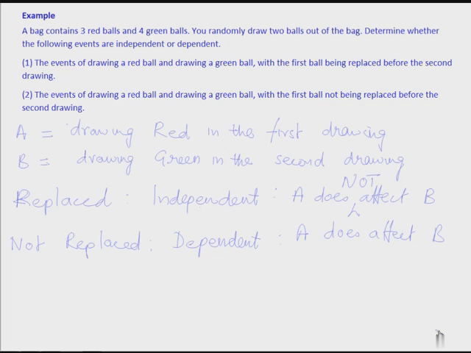So here we have a classic example of independent and dependent events. If the two events do not affect each other's probability, then they are called independent. If they do affect each other's probabilities, they are called dependent.